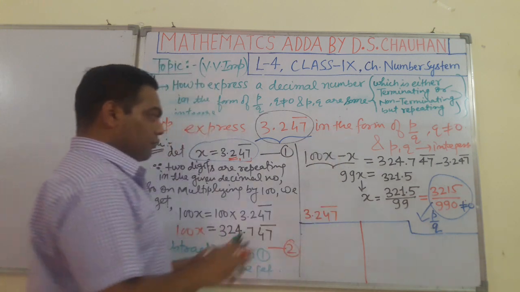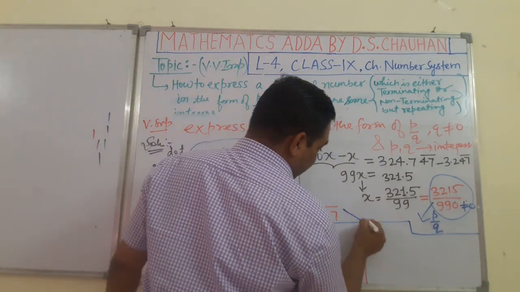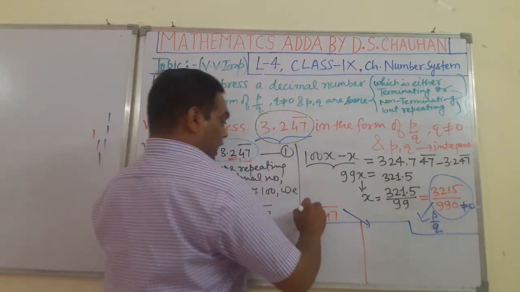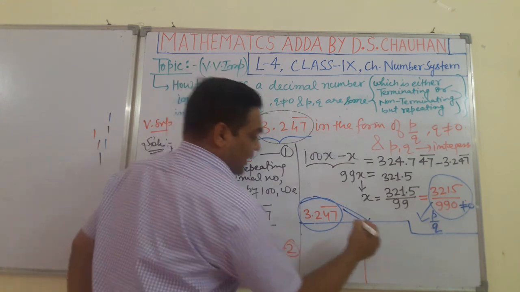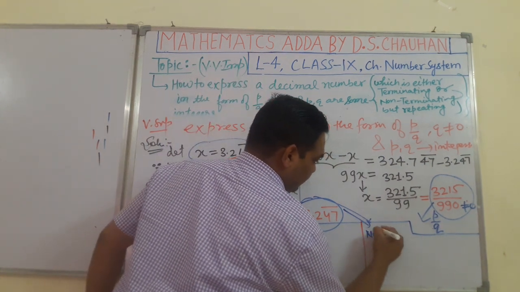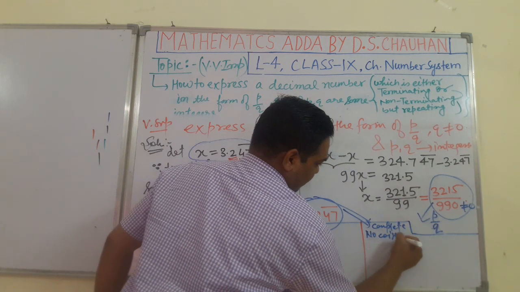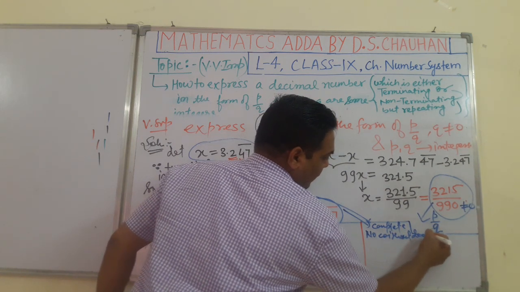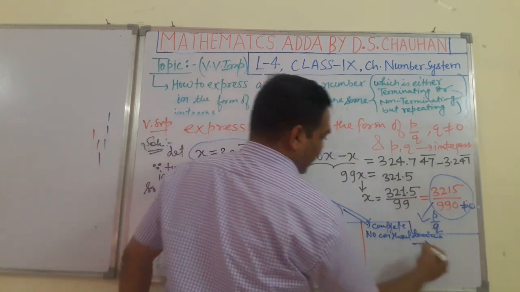3.247 bar. Okay, students. Now, first of all, to know the answer directly, you write this complete number without decimal. Write the complete number without decimal. Without decimal, what could it be? This is 3247.